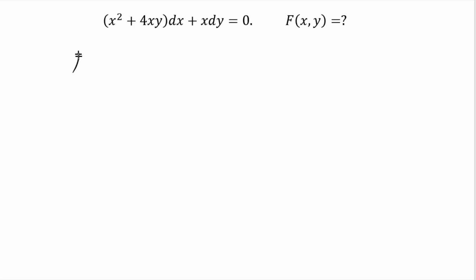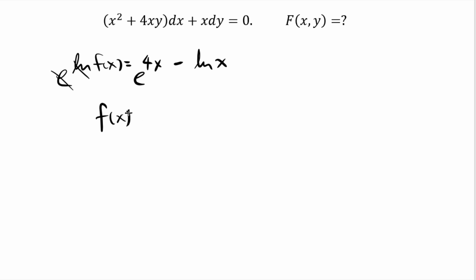Now what do you get if you solve this for f(x)? It's ln of f(x) equals 4x minus ln of x. Exponentiate both sides, and then e and ln cancel, and minus in the exponent becomes division, right? And again, e and ln cancel, so you have e to the 4x over x.